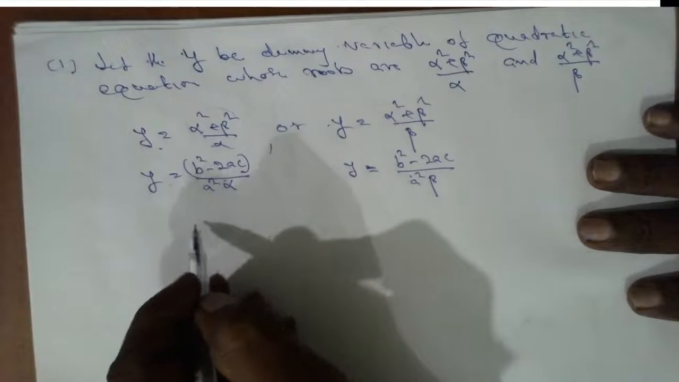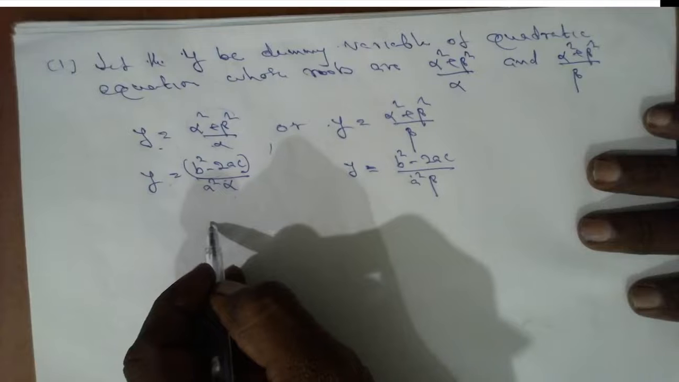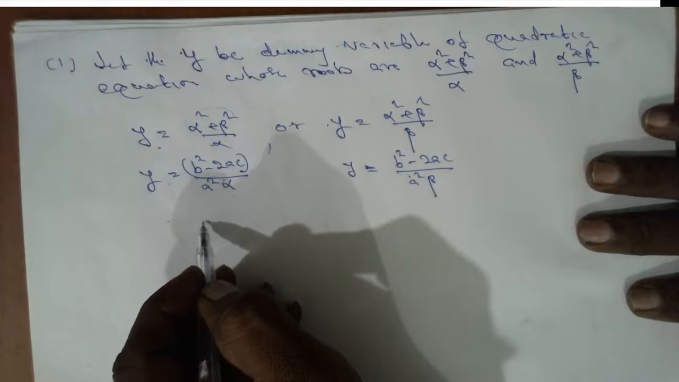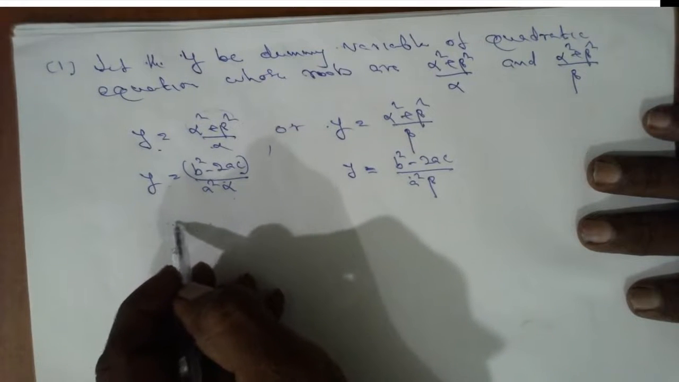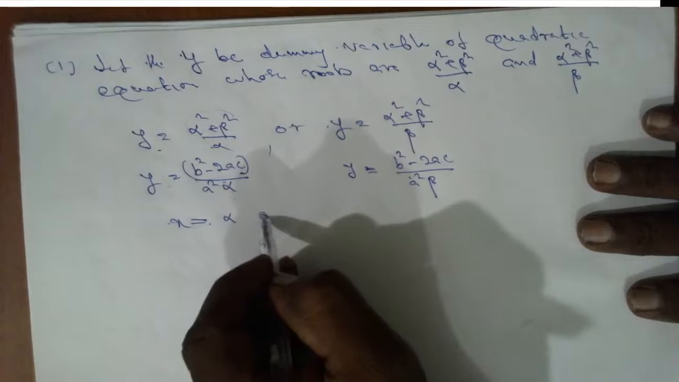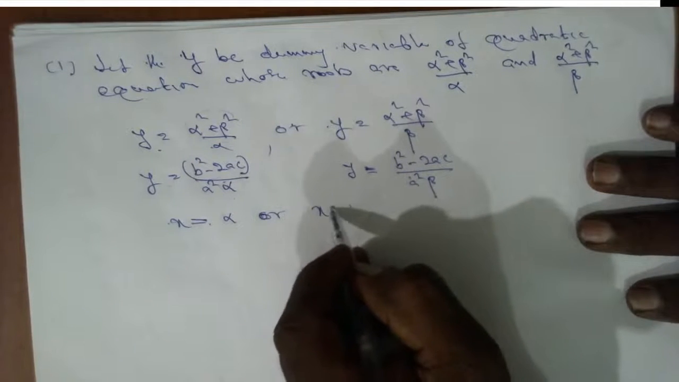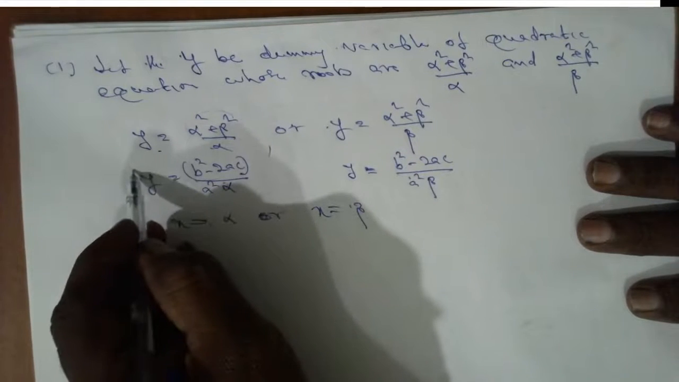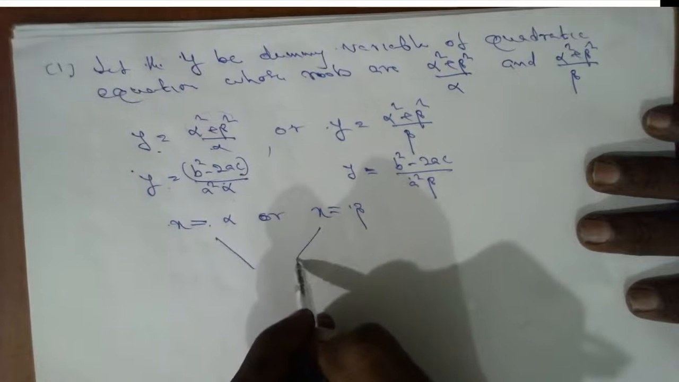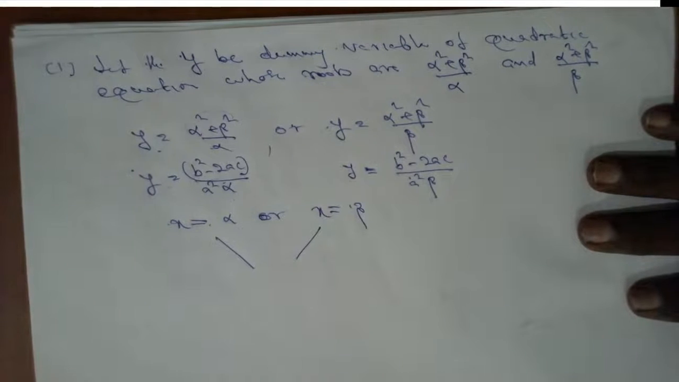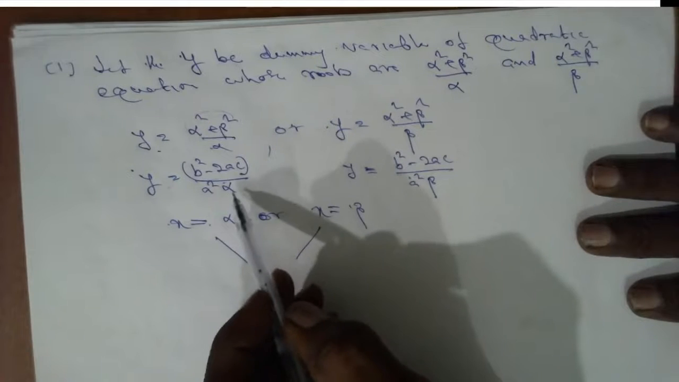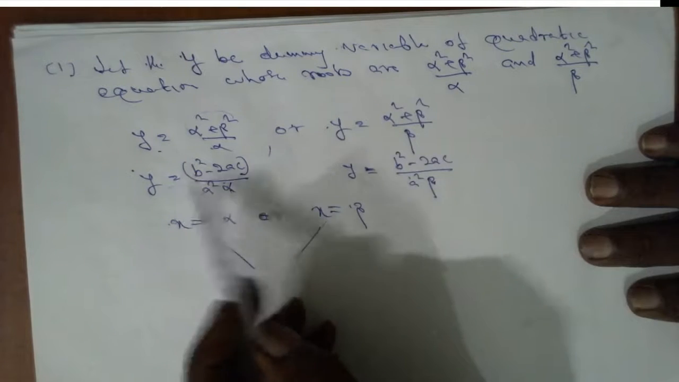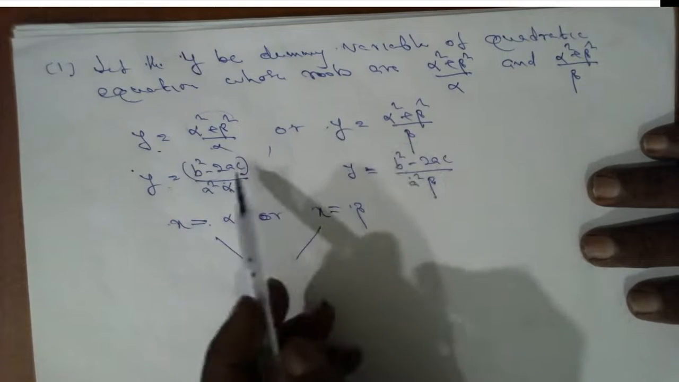But what is alpha? Alpha and beta are the roots of the equation ax squared plus bx plus c. Then x equals alpha or x equals beta. Now from this set of pairs you can get the relationship between x and y. So if we put x equals alpha or x equals beta, you get the same expression. That's the important thing, right?